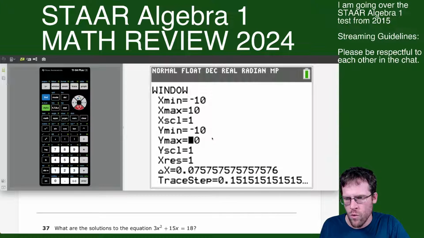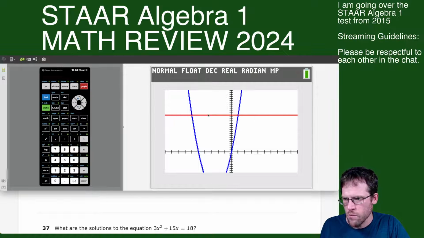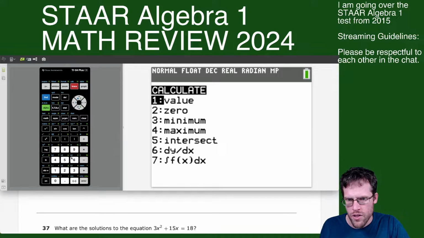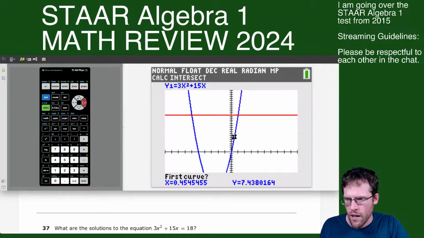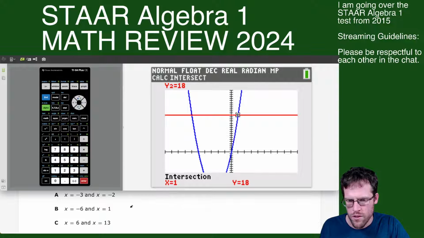Since I want to know when this is equal to 18, I need my y to go up to 18. So I'll bump it up to 20. You know what? I'll even bump it up to 30 just so I have extra space. And now I have 2 points of intersection. Second trace 5. I go in the neighborhood of the intersection. I press enter 3 times. So at 1, 18. So x equals 1 is a solution.